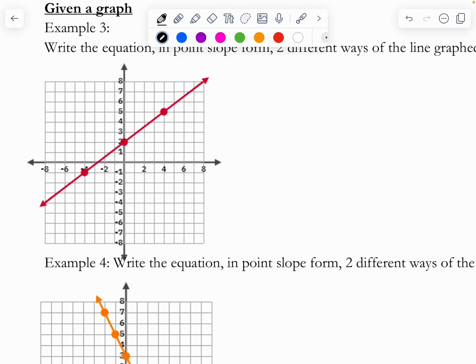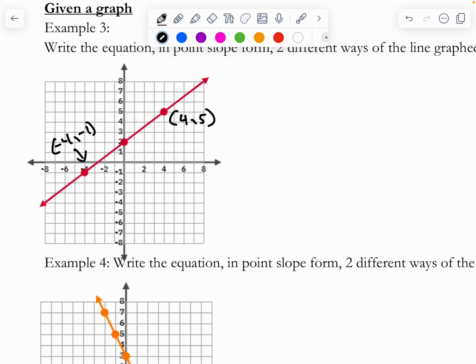In this case, we try not to use the one here, the 0, 2, because at the end of the day, it's just going to give you slope intercept form, right? So let's use any other point except for the y-intercept. So let's go ahead and use this point here. This point should be, it looks like, negative 4 comma negative 1. And then this point here appears to be 4 comma 5. So let's write the equation in 2 different ways. The slope is going to be the same regardless every single time.